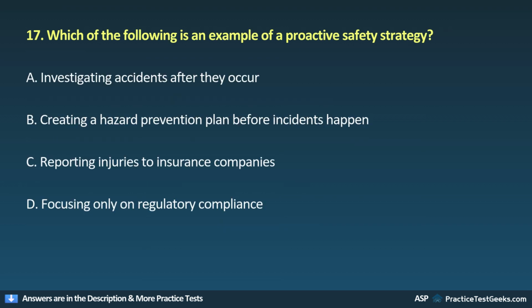17. Which of the following is an example of a proactive safety strategy? A. Investigating accidents after they occur. B. Creating a hazard prevention plan before incidents happen. C. Reporting injuries to insurance companies. D. Focusing only on regulatory compliance.